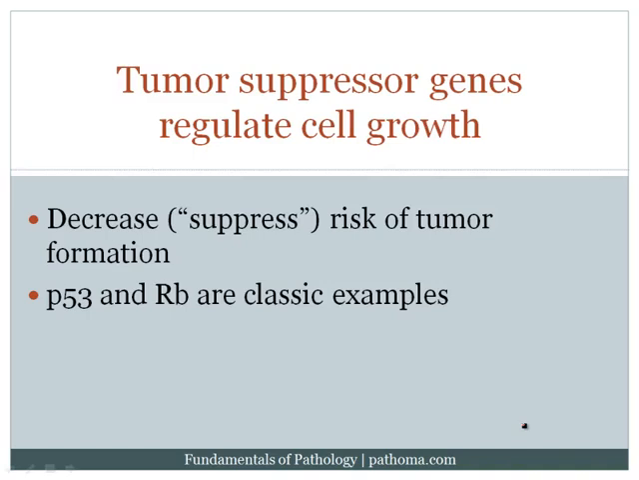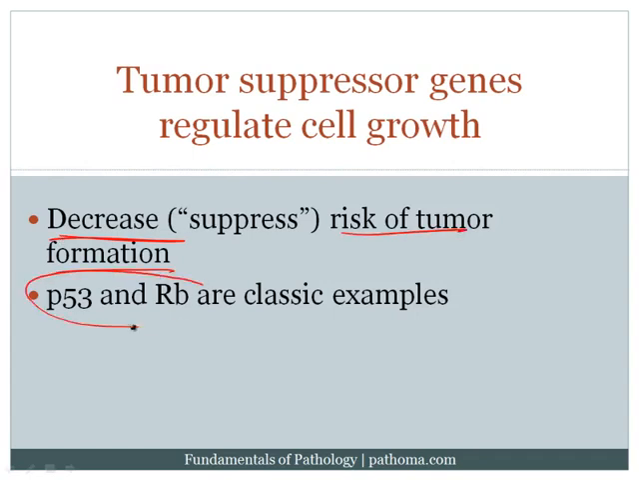Another key regulatory system that can be damaged are tumor suppressor genes. And what do tumor suppressor genes do? They regulate cell growth. And so this is the discussion that we now want to have, and that is, what are tumor suppressor genes and how could they result in tumor formation? So the key idea here is that tumor suppressor genes decrease, i.e. suppress, the risk of tumor formation.